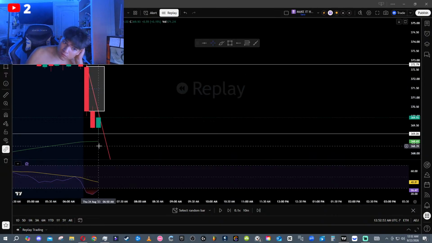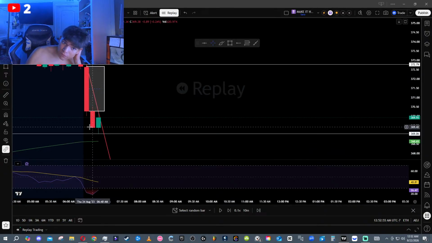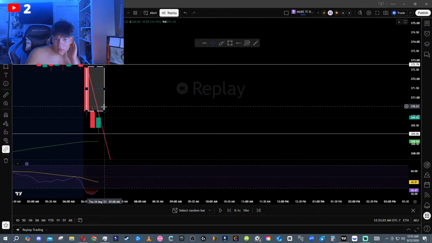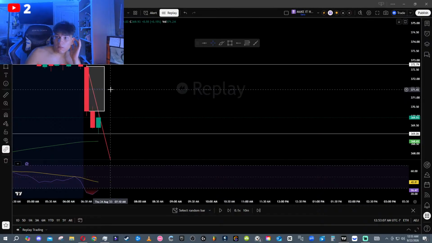6:30 a.m. Actually 6:50 right here. 6:40, 6:30. This one, 6:30 market opens. 6:50, 7 a.m. It's gonna hit my TP up here. My second TP will be right here.